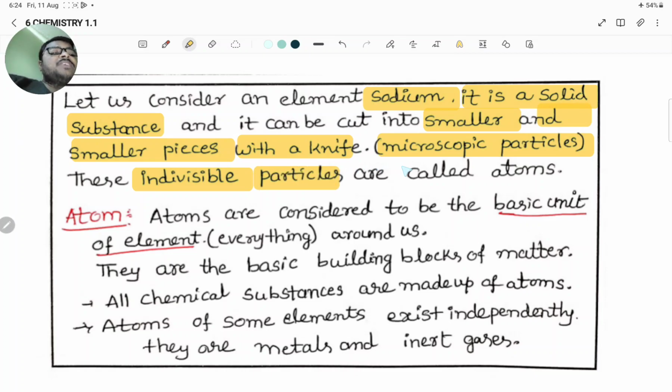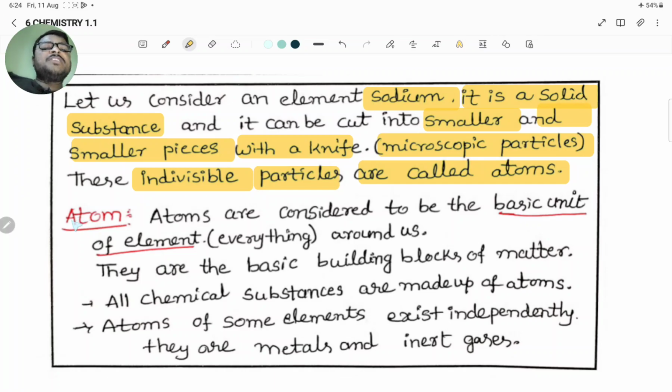These particles are called atoms. Here is one new word: atom. Atom is the smallest particle of an element. For example, if you take gold, you cut it into very small, microscopic pieces. The smallest particle of any metal, element or matter is called an atom.